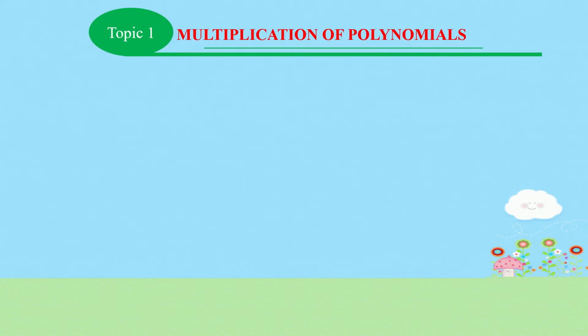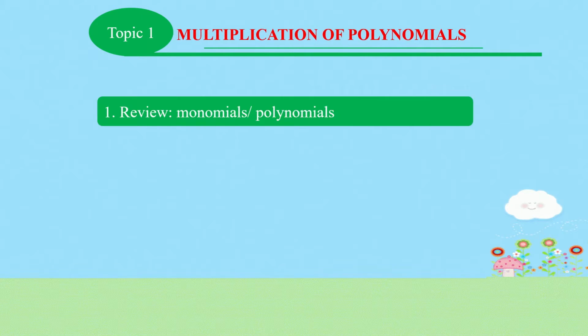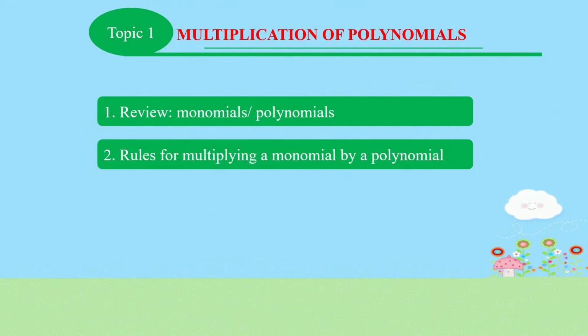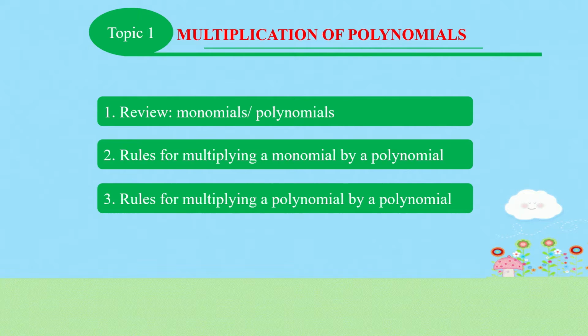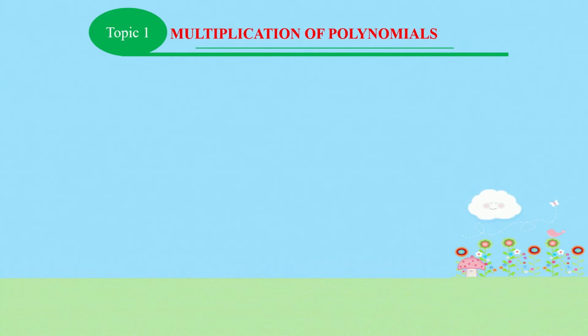Multiplication of polynomials. You should focus on three sections. The first one is review about monomials and polynomials. The second one, rules for multiplying a monomial by a polynomial. And last, rules for multiplying a polynomial by a polynomial. You may hear me say monomial and polynomial all the time in this video and could be annoying sometimes. Okay, let's move to the first one.